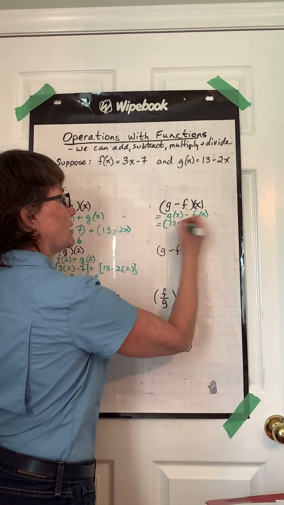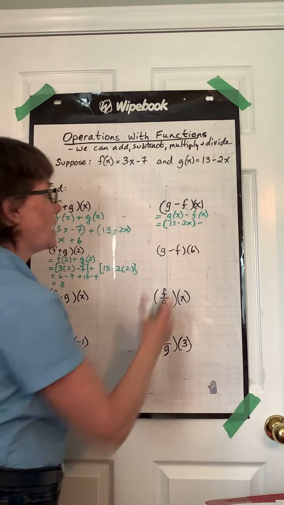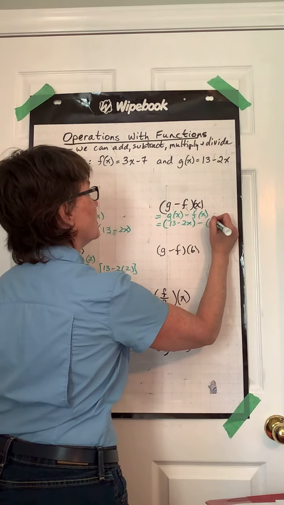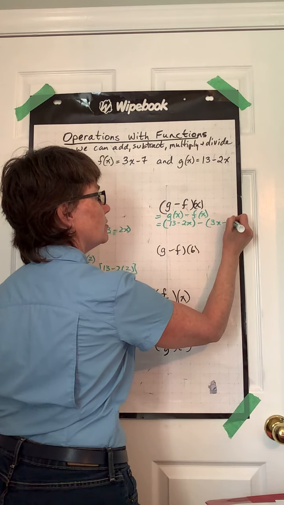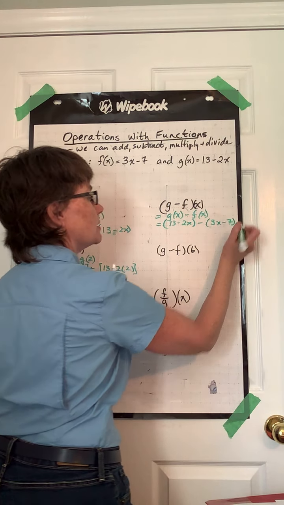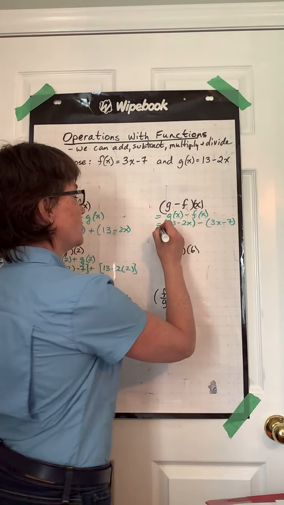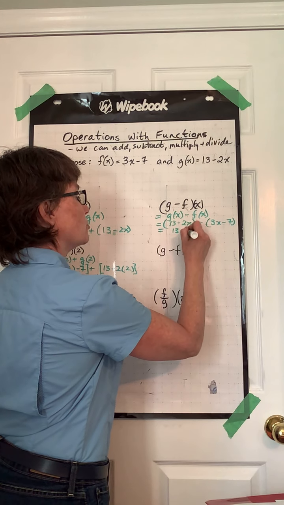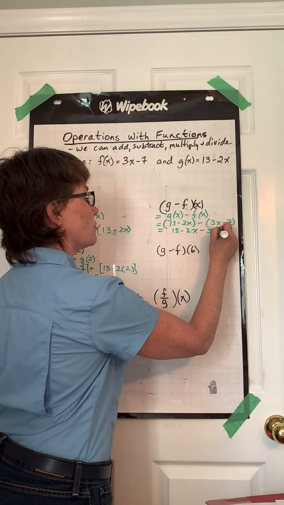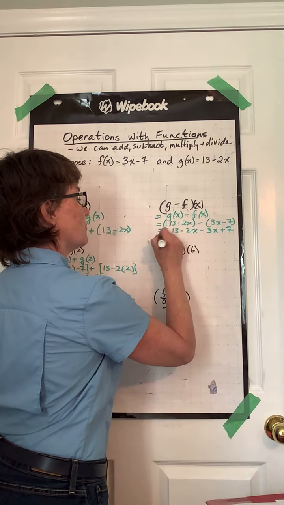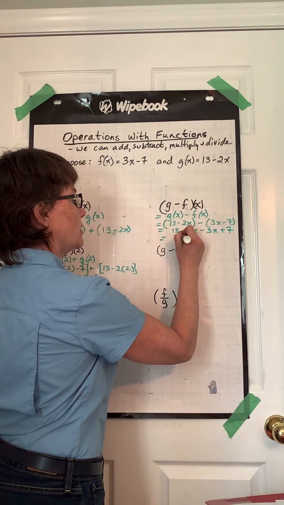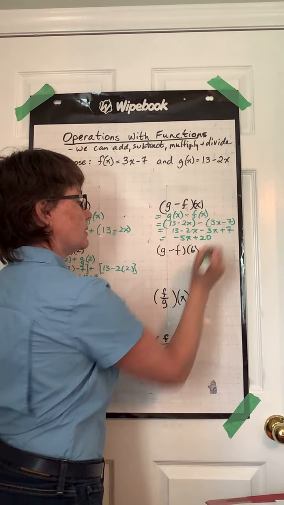Now here's where your brackets are going to come in handy. Subtract f of x, which is the 3x minus 7, and you can see that this negative sign in front of the brackets, when we distribute it in the bracket, will change the sign of those. So 13 subtract 2x subtract 3x plus 7. Combine our like terms, so negative 5x plus 20.